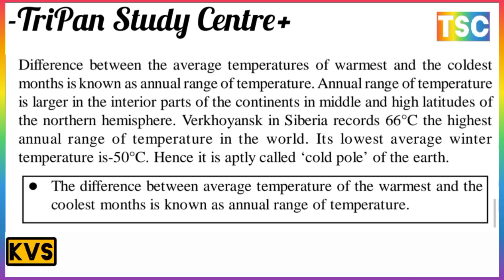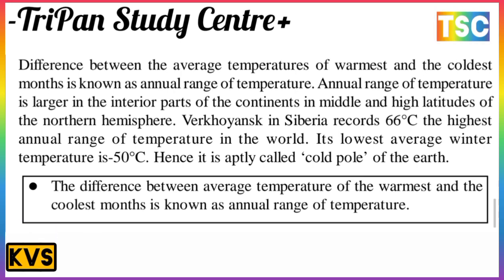The annual range of temperature is larger in the interior parts of the continents in the middle and high latitudes of the northern hemisphere. At Verkhoyansk, a range of 66 Celsius is recorded, the very highest annual range of temperature in the world. The lowest average winter temperature is minus 50 Celsius. Hence, it is apt to call it the cold pole of the earth. Minus 50 Celsius is a very low temperature.